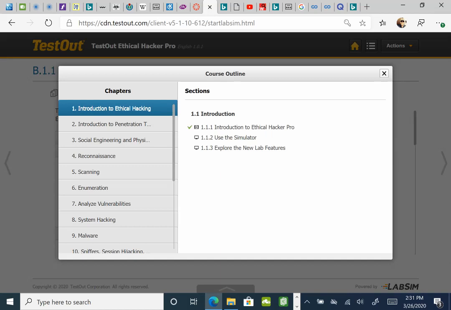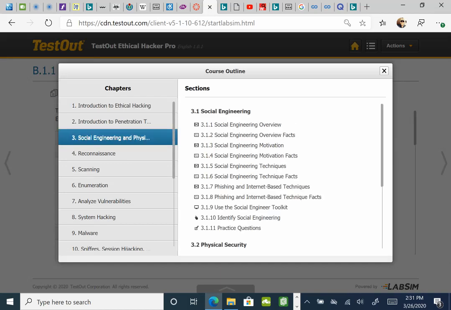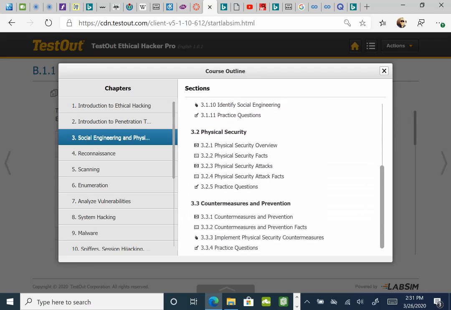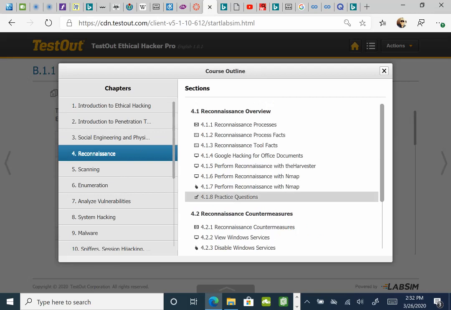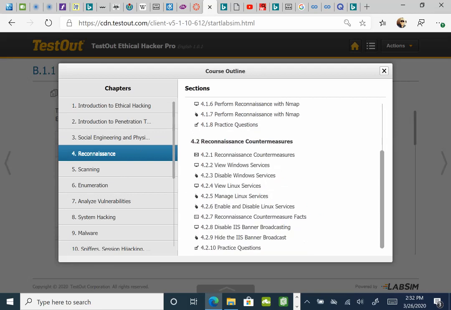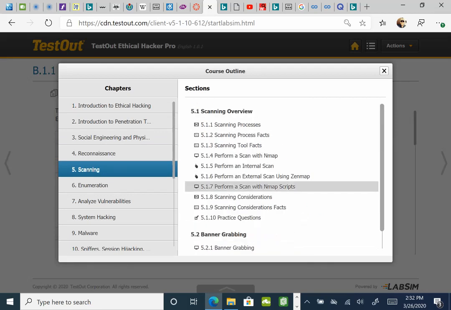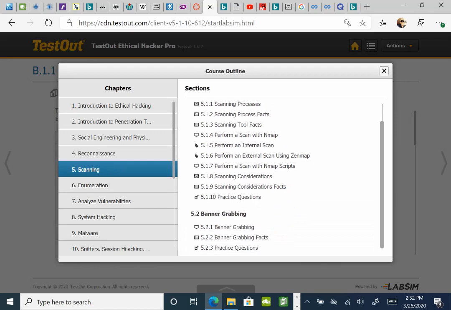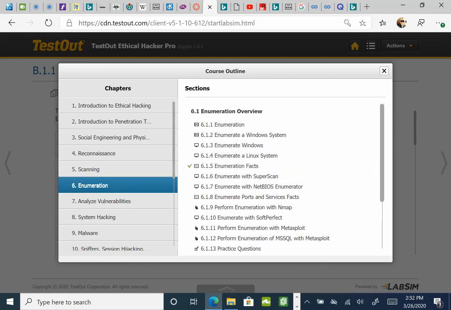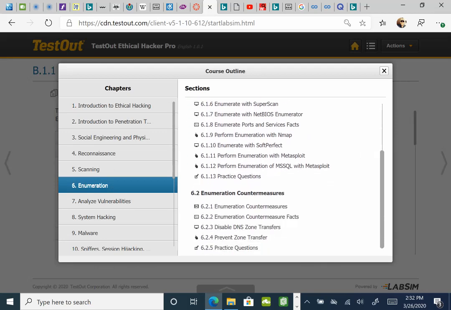For instance, there's our social engineering, which I just talked about. So let's take a look at social engineering. So there's social engineering and physical security and countermeasures. And if we looked at social engineering in the other one, right, there's threat stuff, there's other things that are in there. Reconnaissance, a couple of things. Scanning, a couple of things. Enumeration. So I can keep going and going through this, but these are a lot shorter.